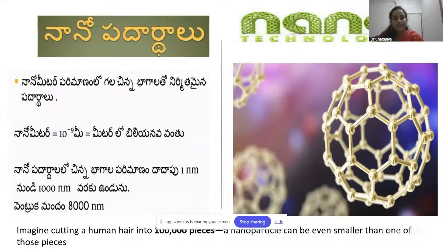If you look at this slide, the nanoparticles are very tiny particles. The size of the nanoparticles is about 1 nanometer to 1000 nanometers. Very, very small, tiny particles. We cannot see them with our eyes. If you want to see them, you have to see them under the microscope.